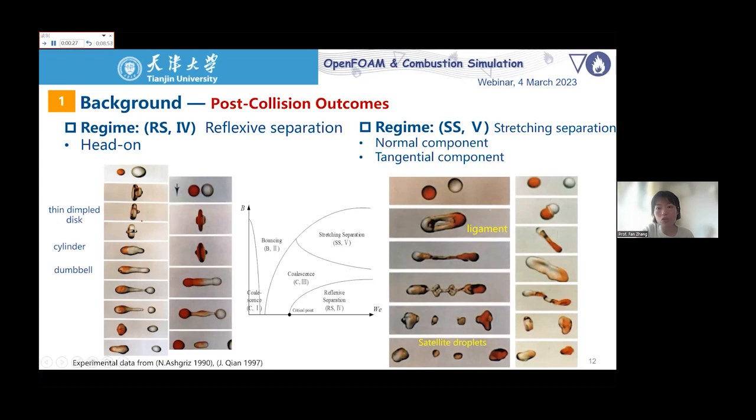Well, if the two droplets collide off-center like this, the normal component of the velocity will make the droplet form a ligament and finally separate to form some satellite droplets. The tangential component of the velocity will make the droplet rotate. You can see it like this.